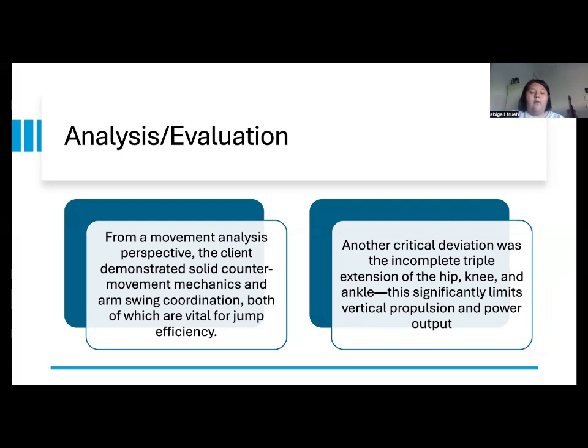vertical and power output. We recognize that asymmetrical loading during takeoff increases the risk for ACL injuries and impairs force distribution. We also identified restricted ankle dorsiflexion and hip mobility, both of which prevent full extension and reduce overall jump mechanics. Proprioceptive deficiencies and lack of eccentric control during the loading phase were also contributing factors.